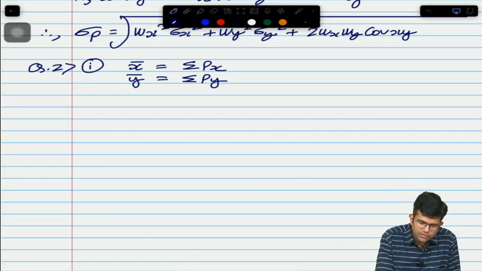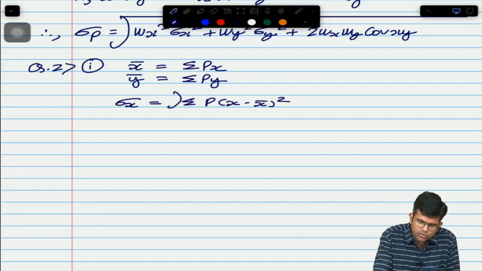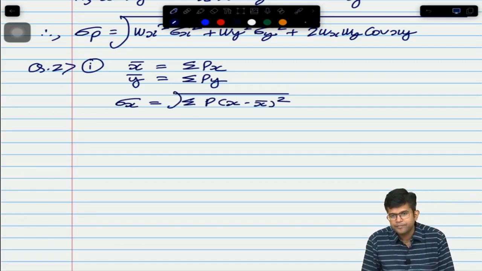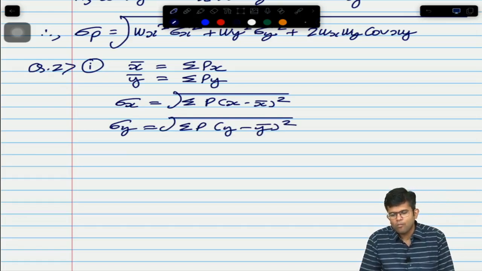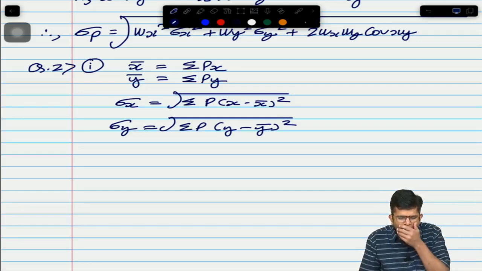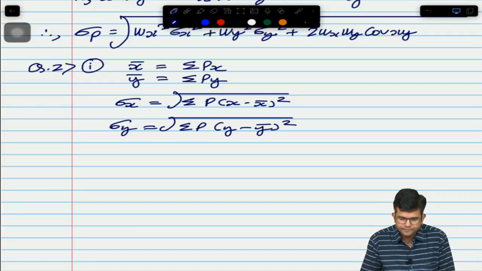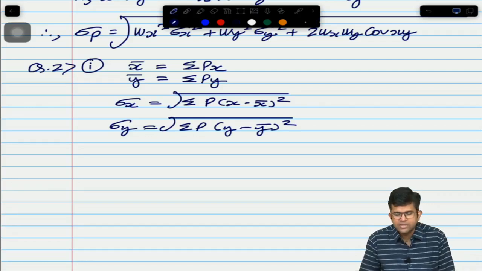Then they are also asking you sigma X, that is summation P X minus X bar the whole square, the whole under root. They are asking you sigma Y, that is summation P Y minus Y bar the whole square, the whole under root. All done? So these are the 4 things asked in point number 1.